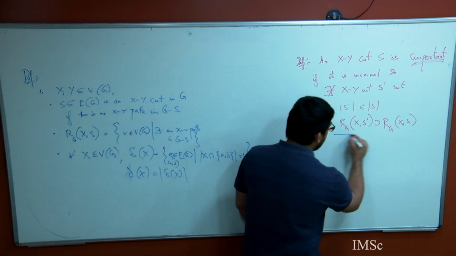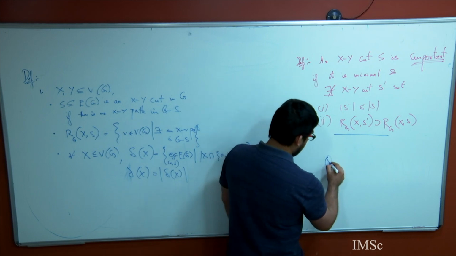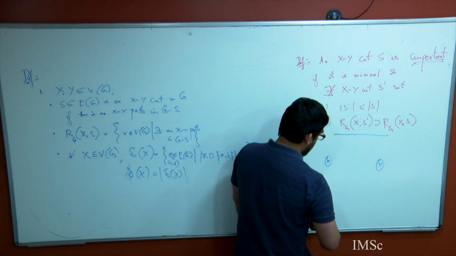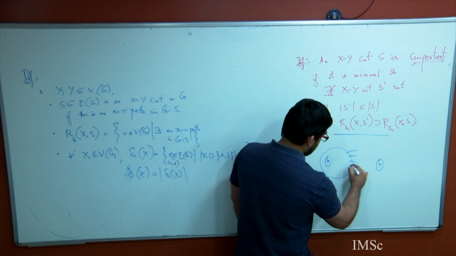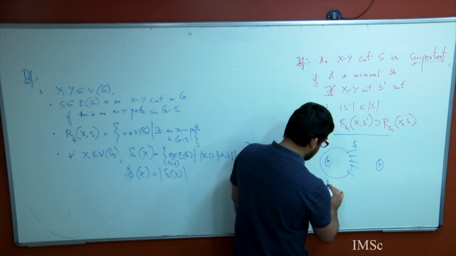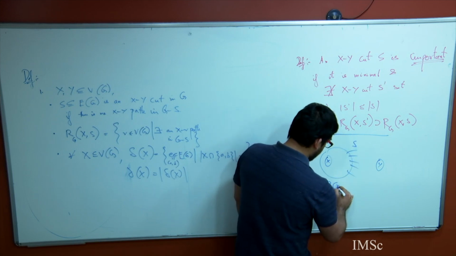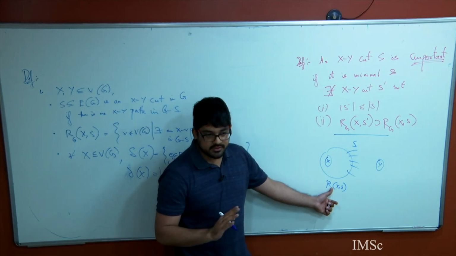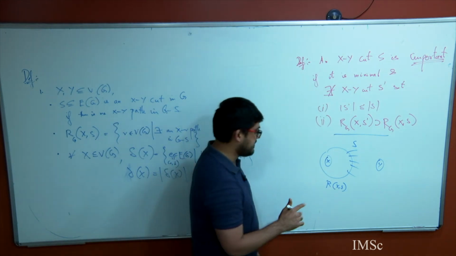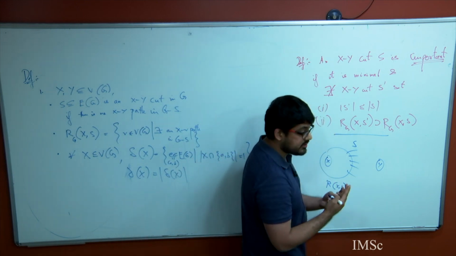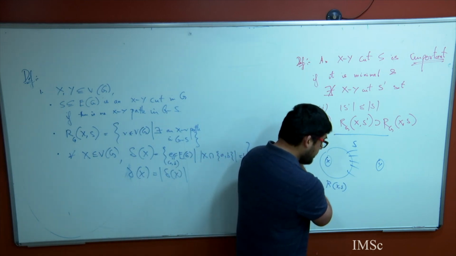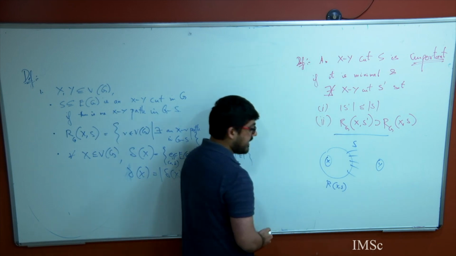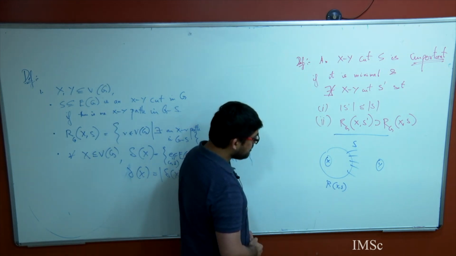But what am I saying here? Well, here's X, here's Y, and let's say this is S and this is R of X comma S. I'm dropping the subscript if the graph is clear or it's not important, etc. And if you have any confusion at all, just stop me. Right? So S is an XY cut.